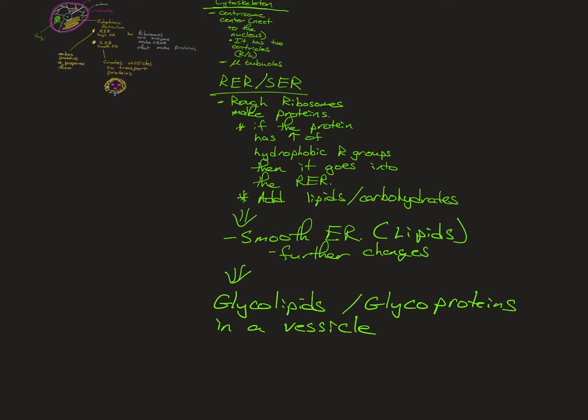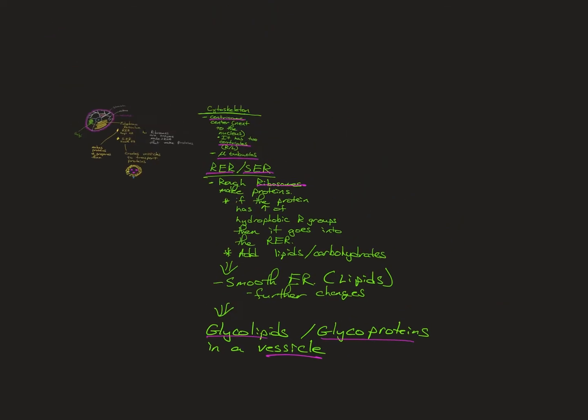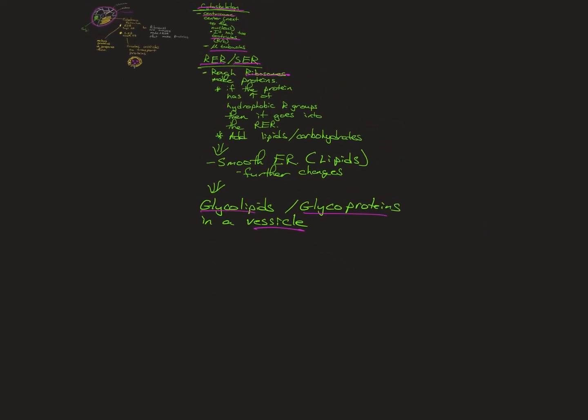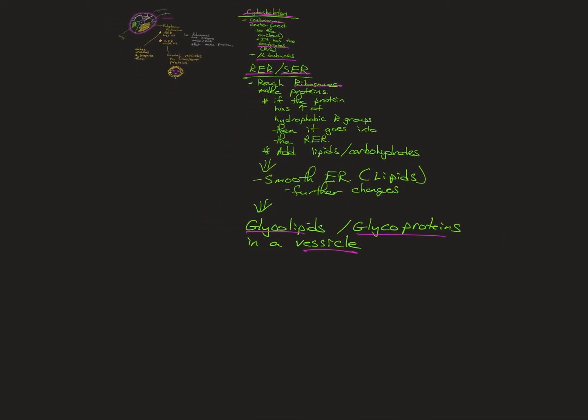This is another one of those vocab words, right? Vesicle, ribosomes, RER, SER. What's another one? Glycolipids, glycoproteins, centrioles, microtubules, centrosome, cytoskeleton. These are all words you should know, right? I could easily put them on a quiz tomorrow.